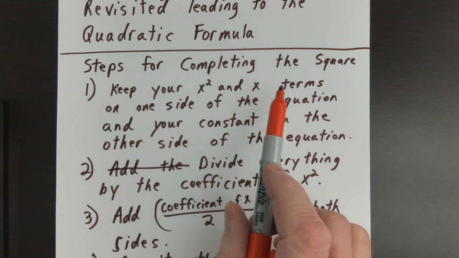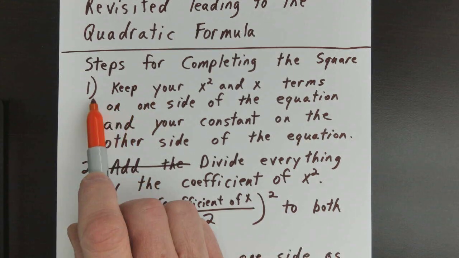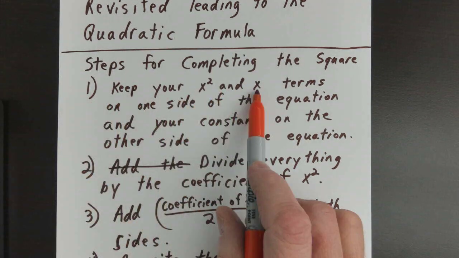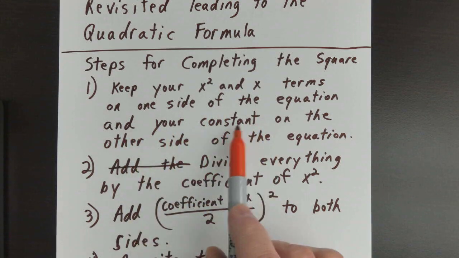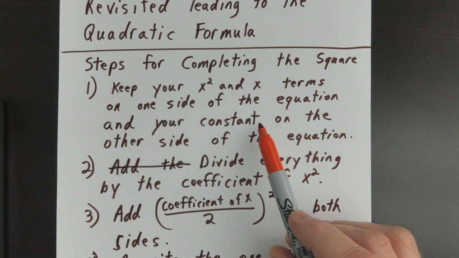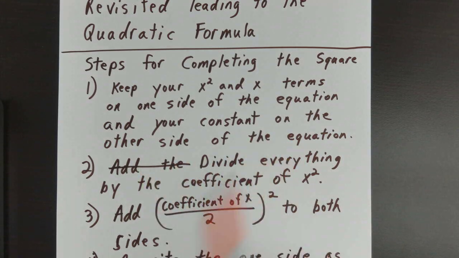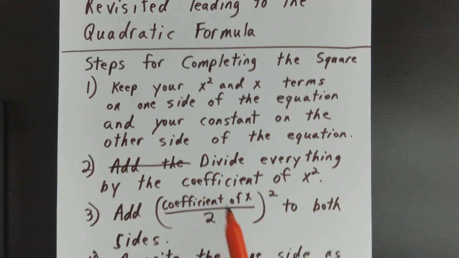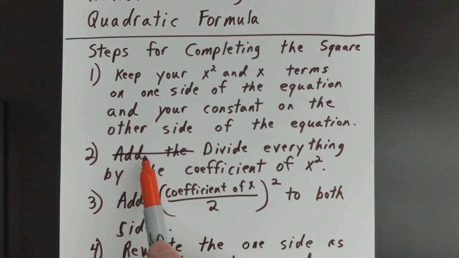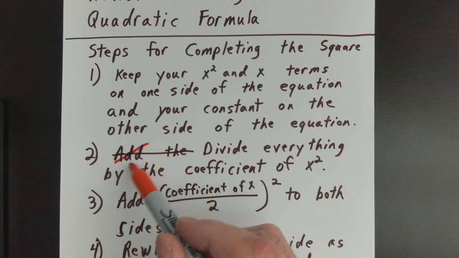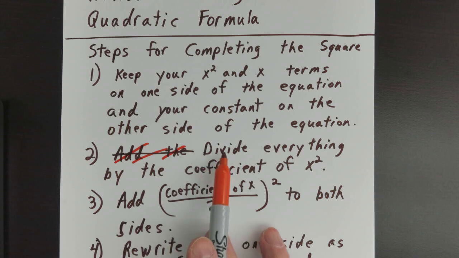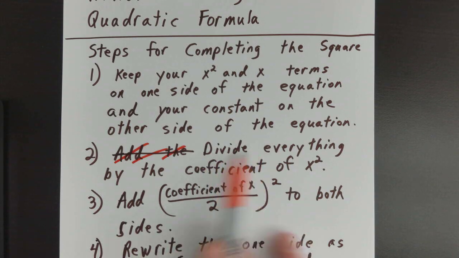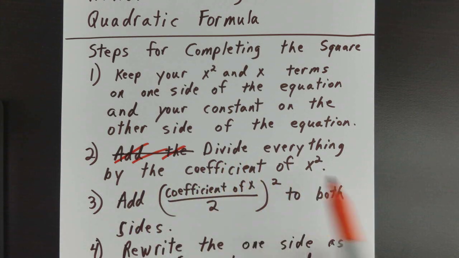The steps for completing the square: the first step is keep your x squared and x terms on one side of the equation, and your constant, the term that does not have a variable with it, on the other side of the equation. Then step 2: divide everything by the coefficient of x squared if it's something besides 1.